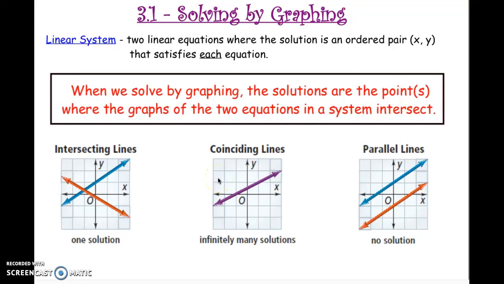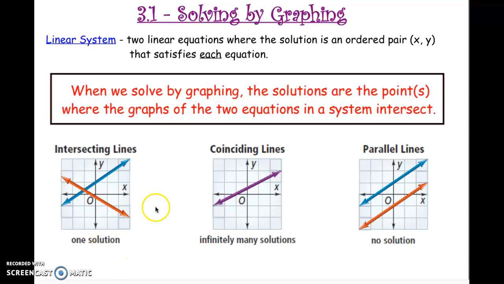In this video, we're going to look at solving linear systems by graphing. When we talk about a system, we're looking at two linear equations where the solution is an ordered pair that satisfies each equation. We will go into systems with more than two, but we're going to start with two, and we're only going to focus on graphing in this video.